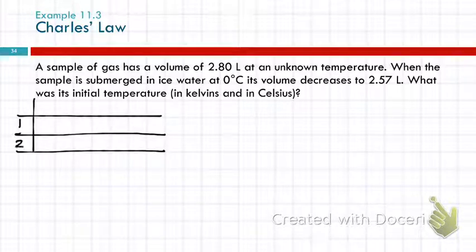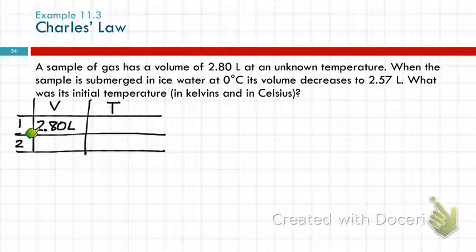We got 1 and 2. First number I come to goes up here, 2.80 liters. What is that? That's a volume, at an unknown temperature. Okay. Next number, 0 degrees Celsius. So I don't know the temperature that goes with that volume. So there's going to be a temperature here. I don't know what that is.